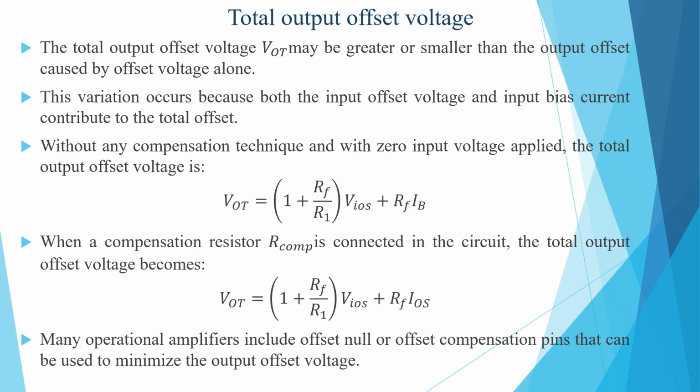To reduce the error caused by the input bias current, a compensation resistor Rcomp is added. With proper compensation, the effect of input bias current is reduced and only the input offset current IOS contributes to the output offset. Since IOS is much smaller than IB, the overall offset voltage decreases. Modern op-amps often provide offset null pins. By connecting a potentiometer to these pins, the output offset voltage can be adjusted close to zero.